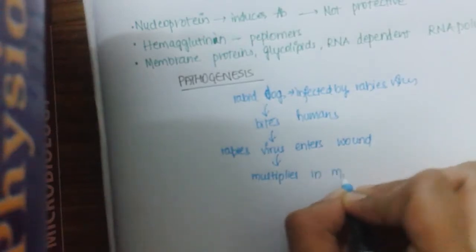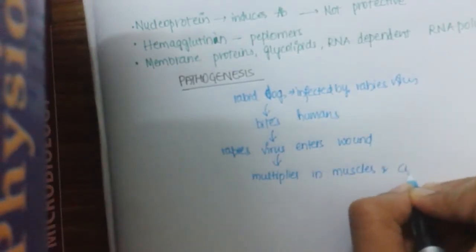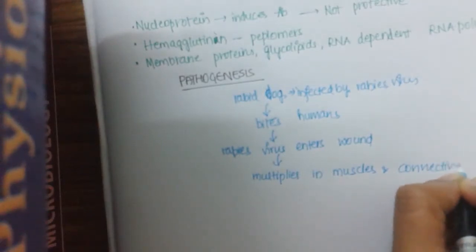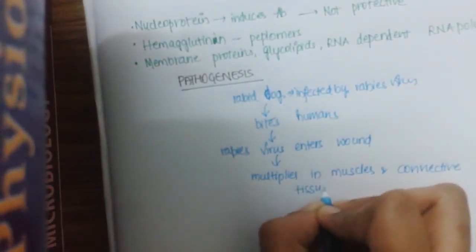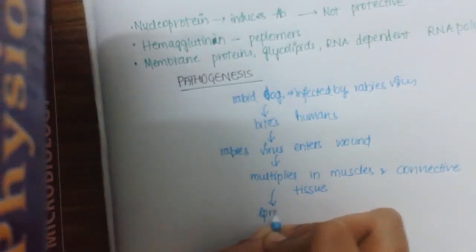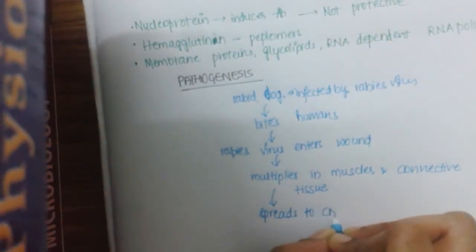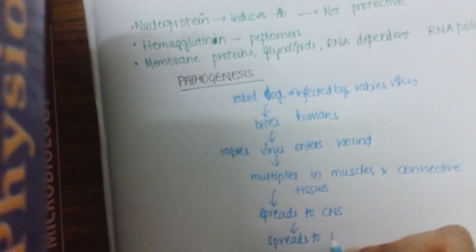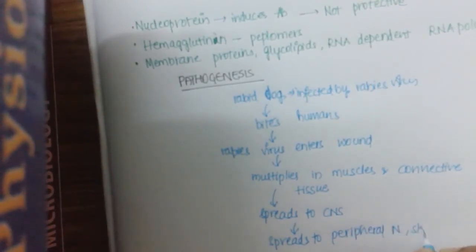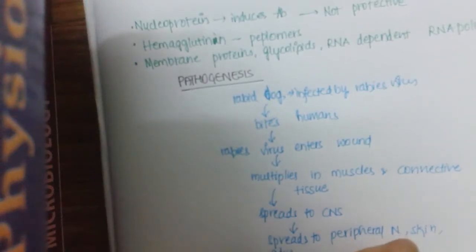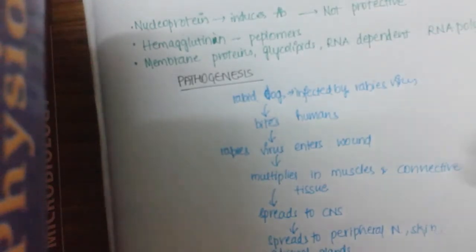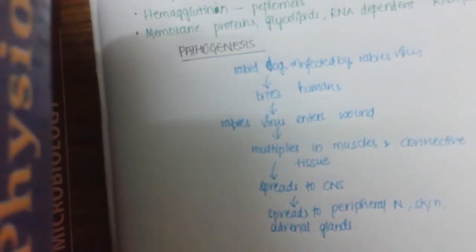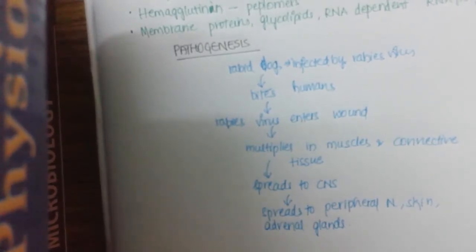in muscles and connective tissue, and from the muscles and connective tissue it spreads to the central nervous system, and from there it again spreads to peripheral nerves, skin and adrenal glands, and thus manifests its main symptoms. All these are the pathogenesis of rabies virus. Rabies virus is mainly a neurotoxic virus.